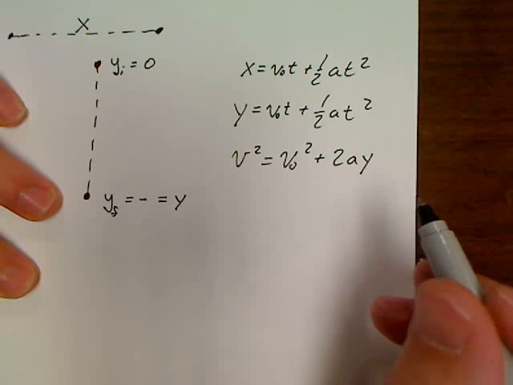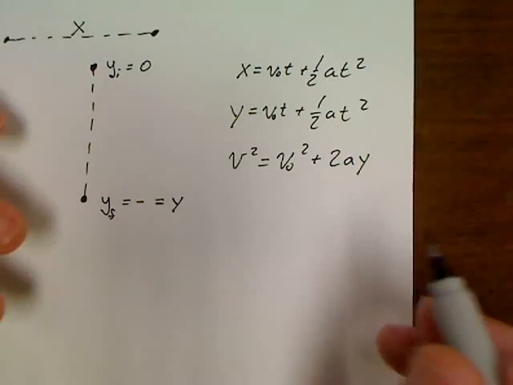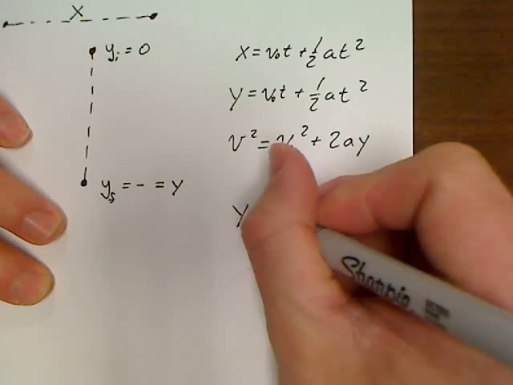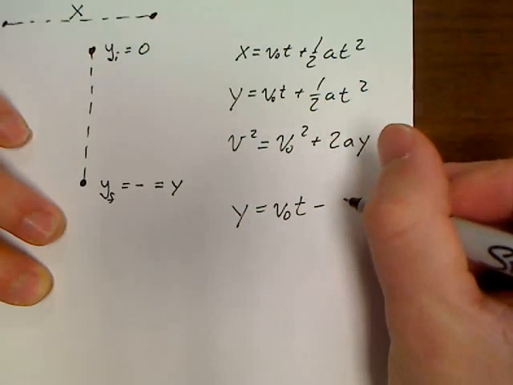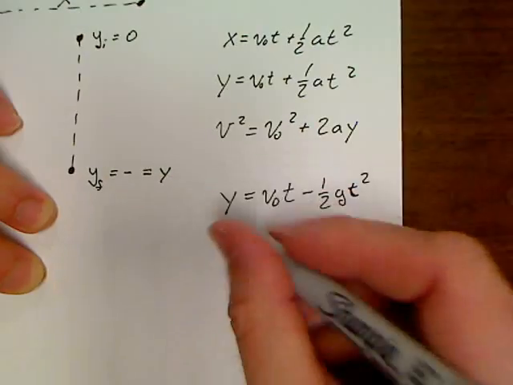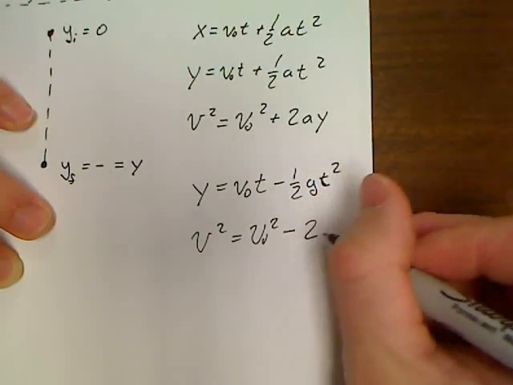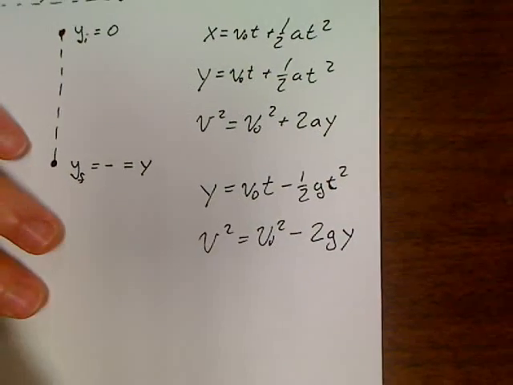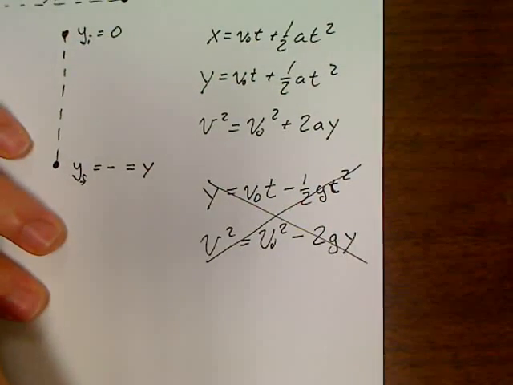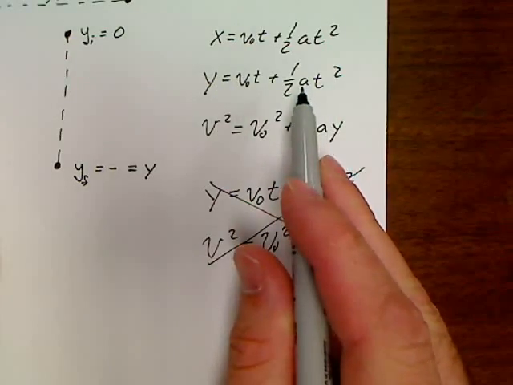I don't like memorizing extra equations, though, because the way I teach, you have to memorize all your equations, so no sense learning extra equations. Some books will rewrite these equations to look like this: y equals v0t minus 1/2 gt squared, and v squared equals v0 squared minus 2gy. So that's the way some of the textbooks will teach you. I'm not going to do it that way. I'm just going to change nothing but the x's to y's. And all you need to remember is this.